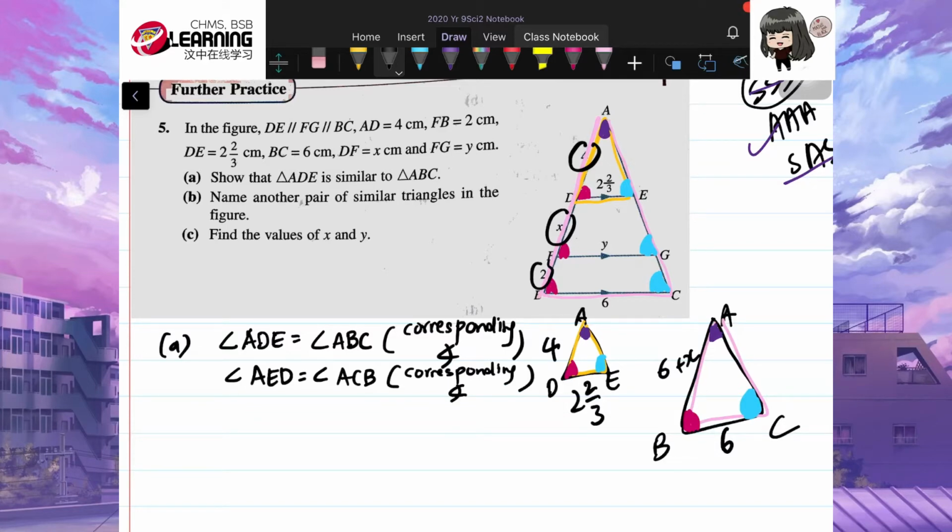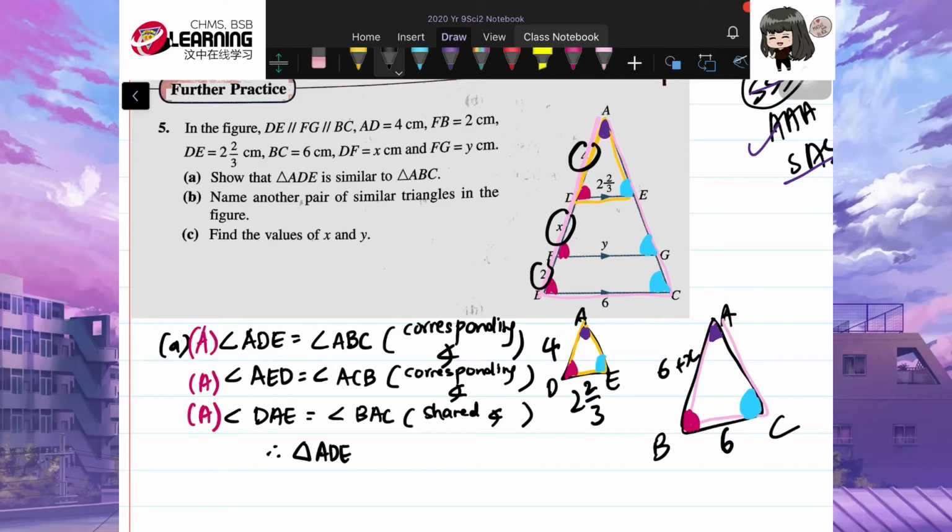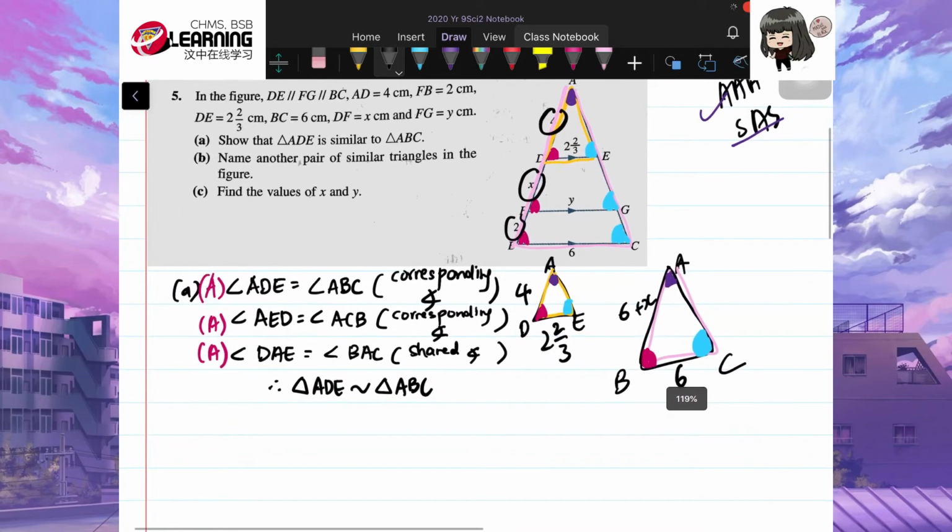And then the third one, the purple one. So angle DAE is equal to angle BAC because of common angles or shared angles. Okay, it's the same. So we have all the AAA. So these are the reasons. Therefore, three dots, therefore triangle ADE is similar to triangle ABC. Okay, that's how we state the reason.